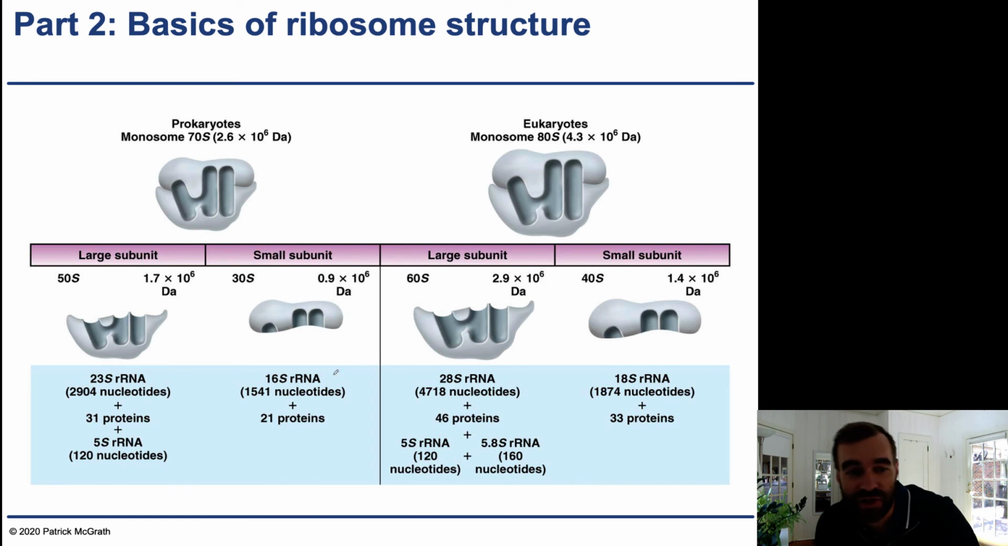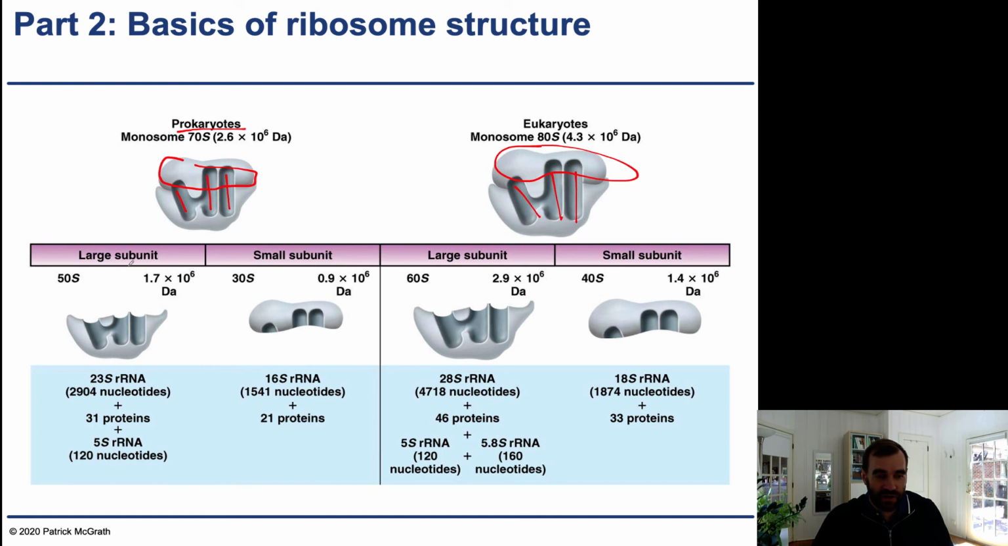First, we'll talk about the basics of the ribosome structure. We'll distinguish again between prokaryotes and eukaryotes. The monosome is a large structure called 70S in prokaryotes, 80S in eukaryotes, and they look very similar to each other. In both cases, you have the smaller region right here, the smaller region right here, and then you have 3 gaps within the ribosome.